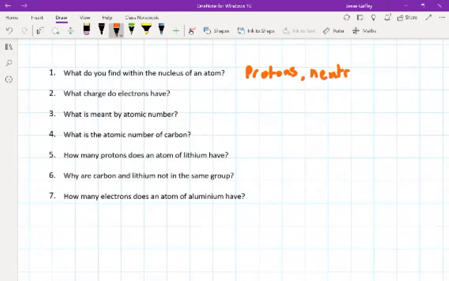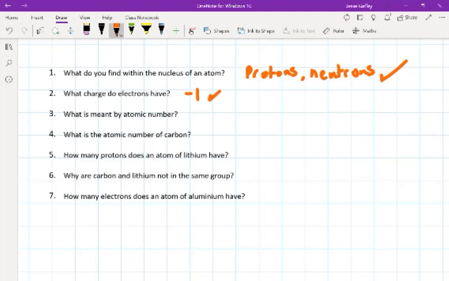So I'm only writing down the key things you should have in your answer. You should have a full sentence and either tick it if it's right or fix it if it's wrong. What charge do the electrons have? Electrons have a charge of -1 or a negative charge. Again, you should be writing a full sentence, but the key thing is that you say -1 in your sentence.